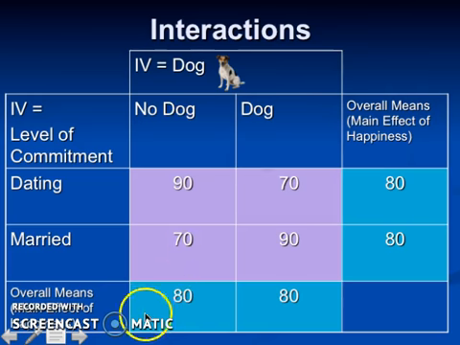So the no dog averages out to 80 and the dog averages out to 80 in this example. So there would be no significant main effect, as I can see, because that's the same number. So there's no significant difference.